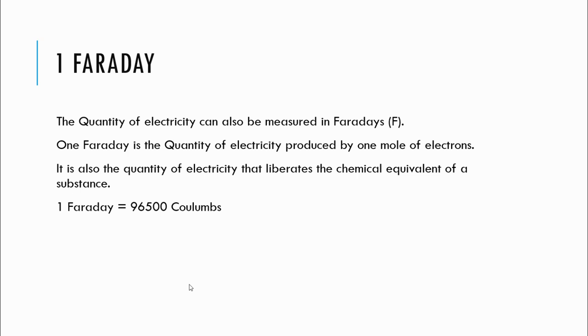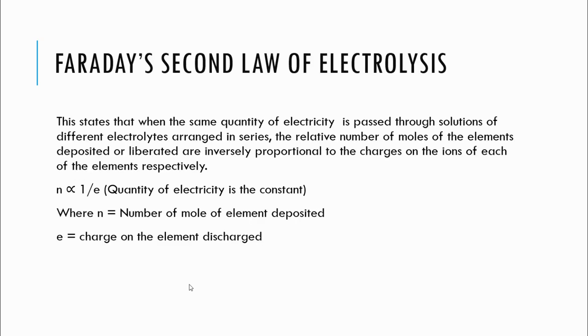So 1 Faraday is equal to 1 mole of electrons, and 2 Faradays is 2 moles of electrons. That means for calcium, it will be 2 moles of electrons. For oxygen gas, produced from O2 minus, two oxygen atoms will lose 4 moles of electrons, and that's 4 Faradays. So that's just the idea. The second law is better done with calculation.